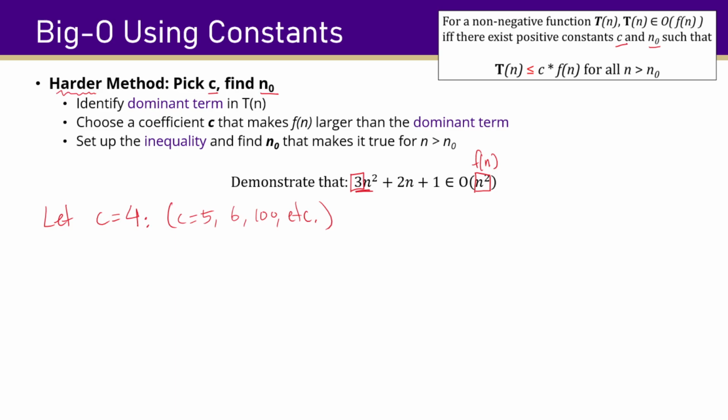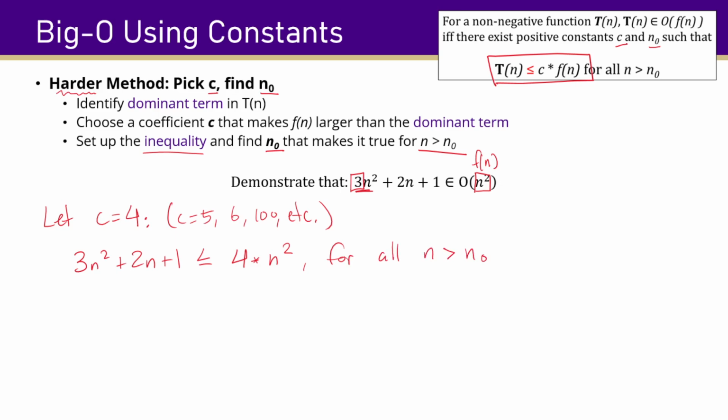All right, so now we need to set up the inequality right here, and then we need to find an n naught that makes this inequality true for all n greater than n naught. So I'm setting up the inequality right here. So that is t of n on the left. This one is going to be less than or equal to c, which is 4, times our f of n, which is n squared, for all n greater than n naught. So we need to find an n naught where this inequality is true.